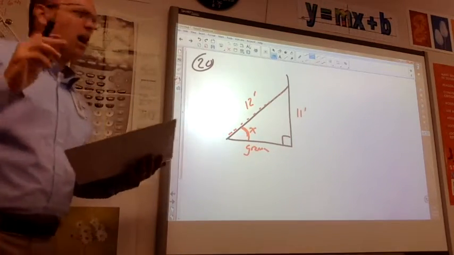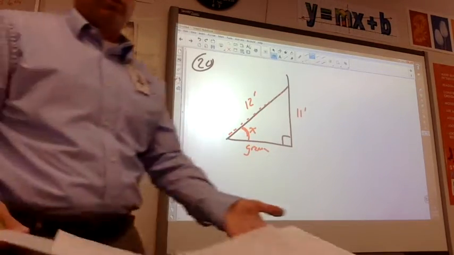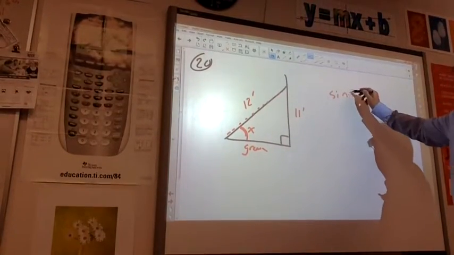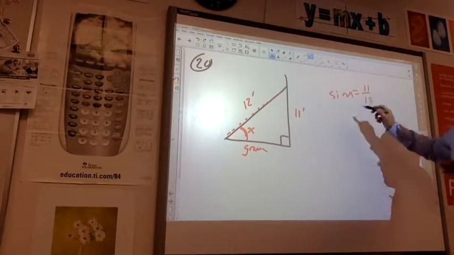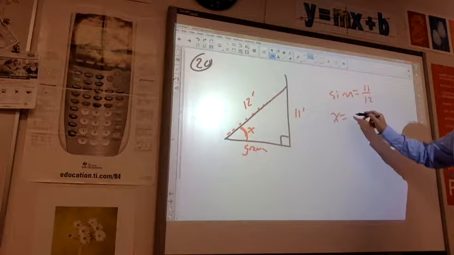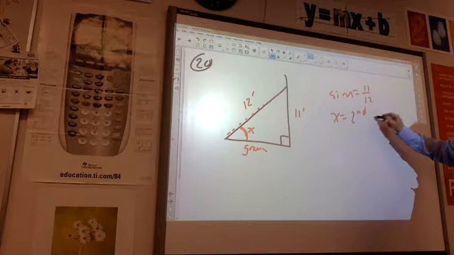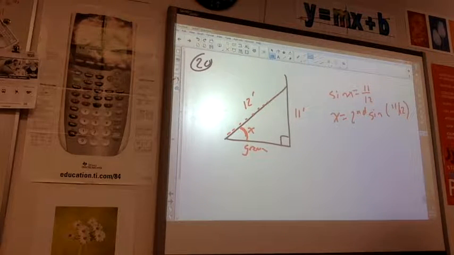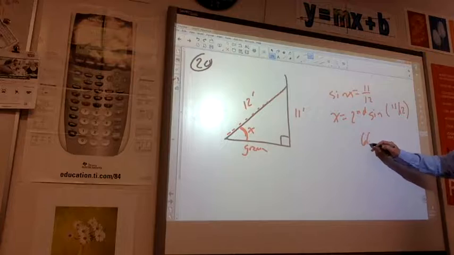So that looks like opposite and hypotenuse. Opposite and hypotenuse is sine. So I have sine x equals 11 over 12. So then I have to do inverse sine, to find the angle. The inverse sine of 11 over 12. Make sure your calculator is in degree mode because it'll give you a radian answer. 66.44?